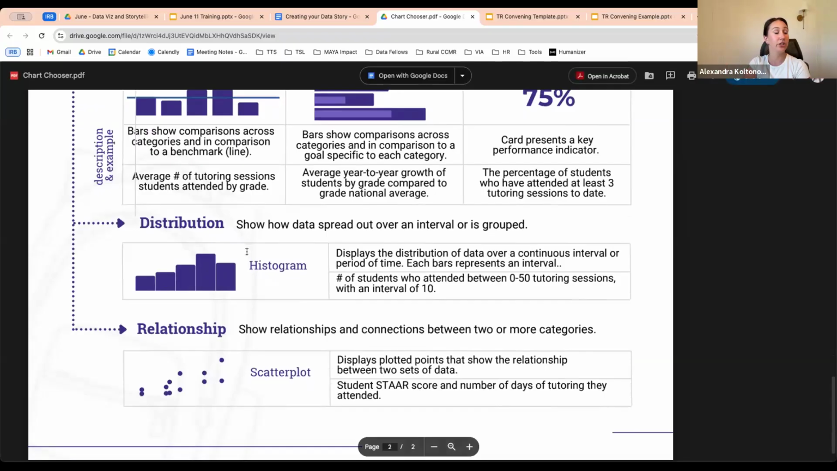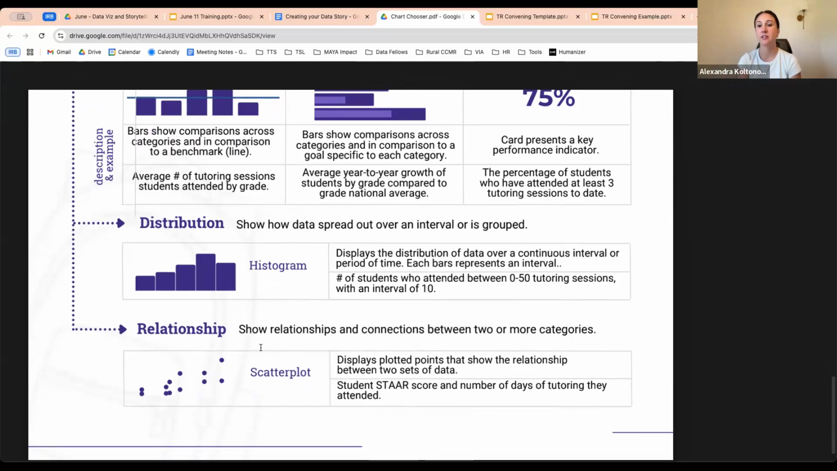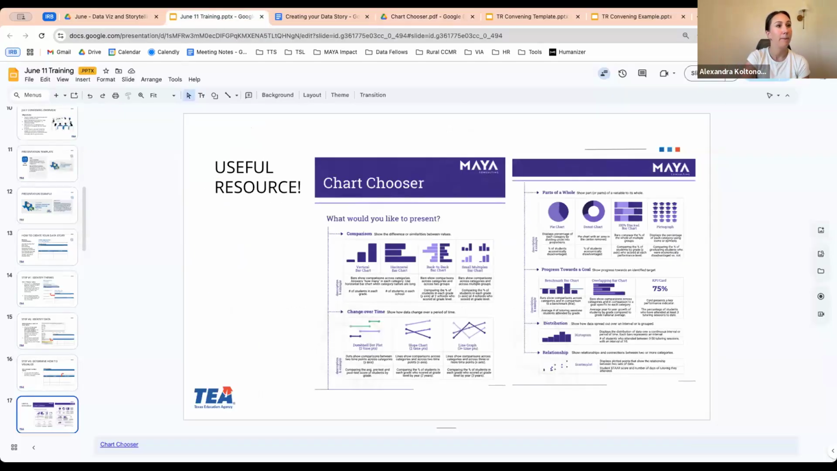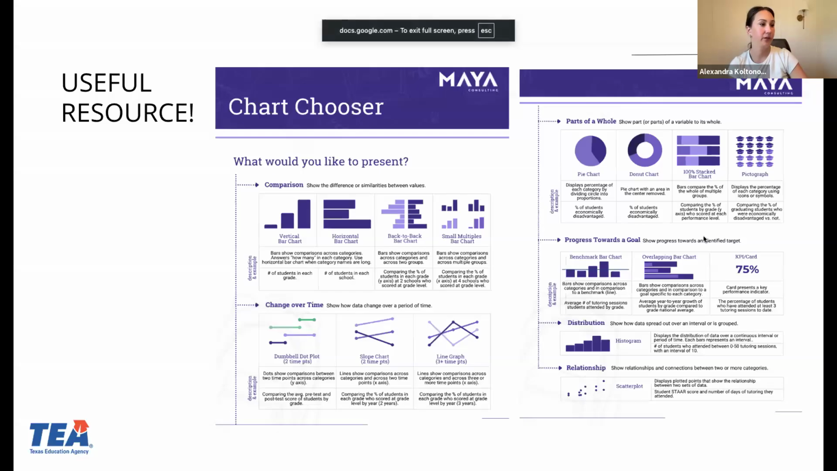Next, there's distribution. So showing how data is spread out over an interval or is grouped. And then showing relationships and connections between 2 or more categories. There isn't really anything that I can think of that we would present with this, but again, just different ways for you to think about how you can visualize that data. I'm going to go back to the slideshow.